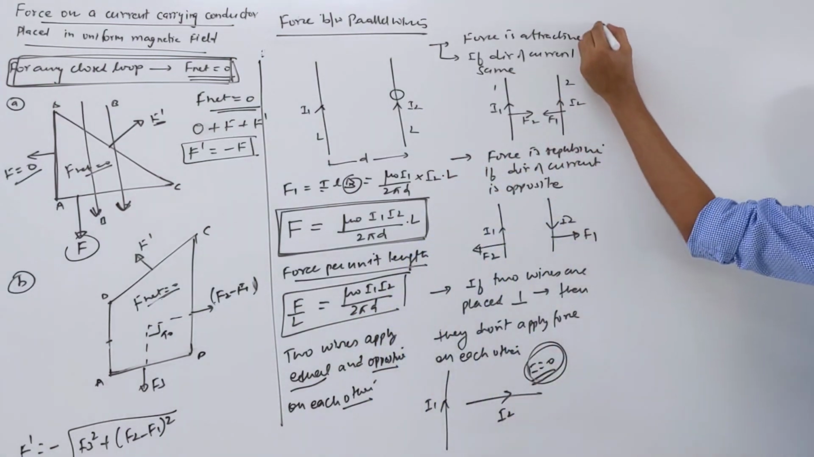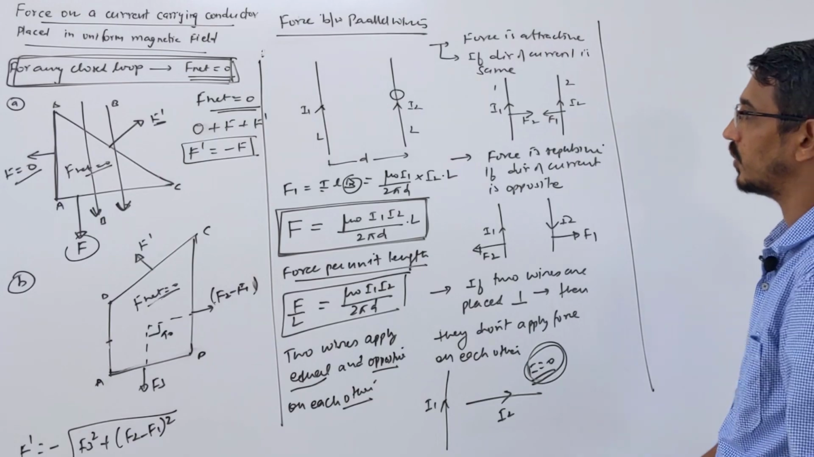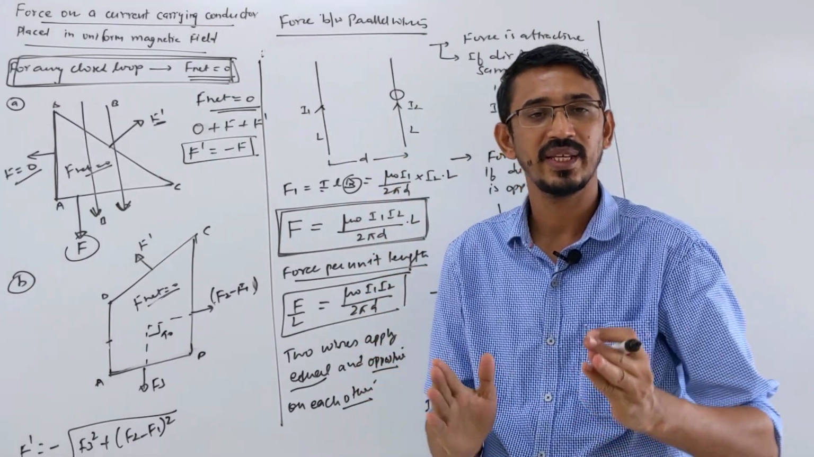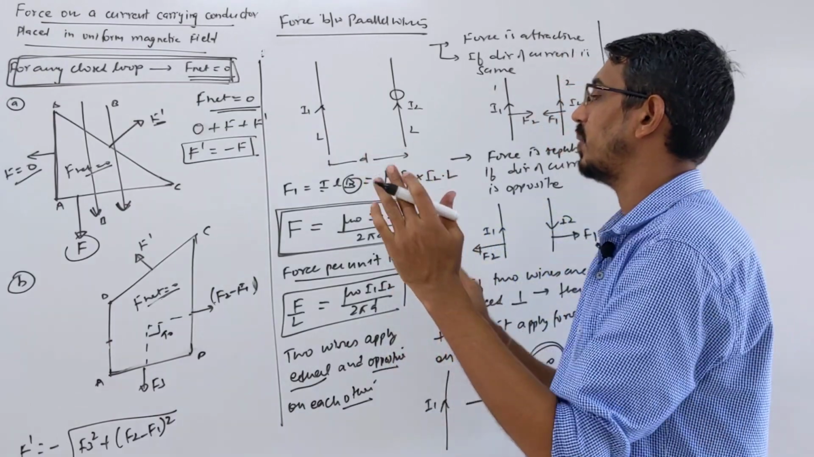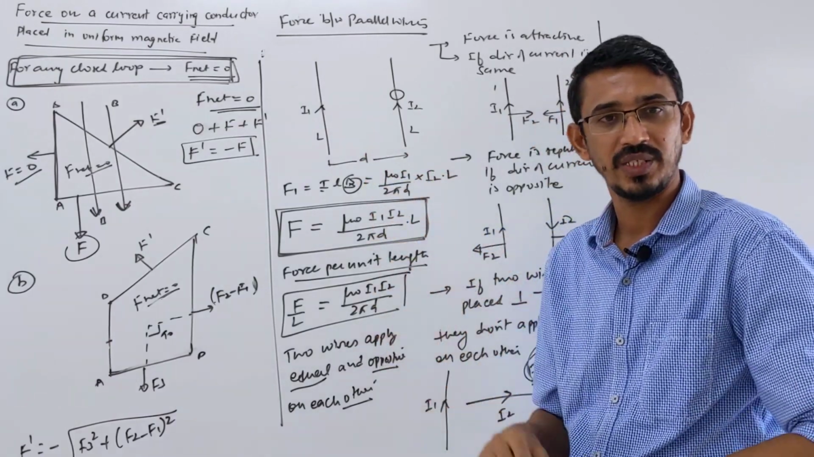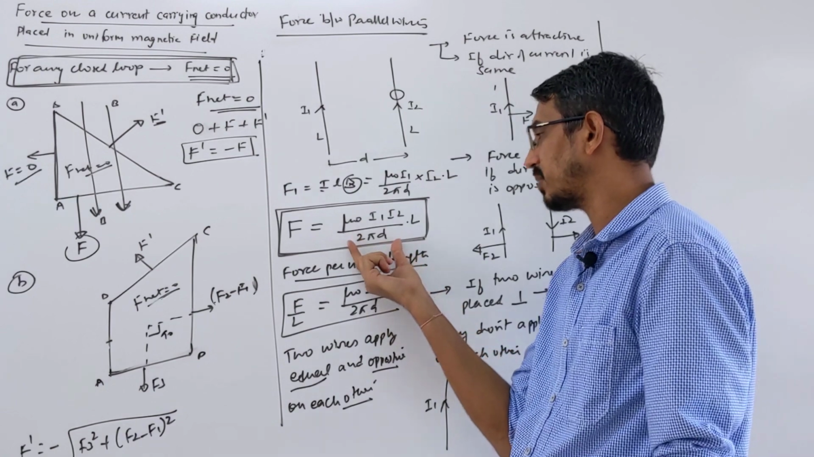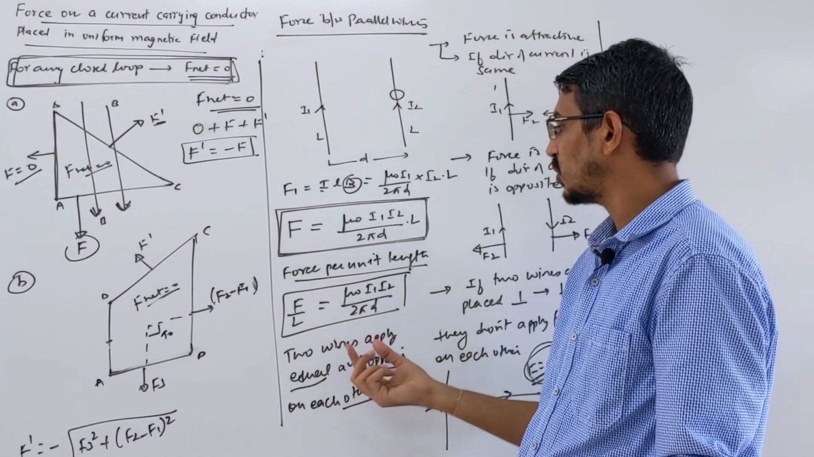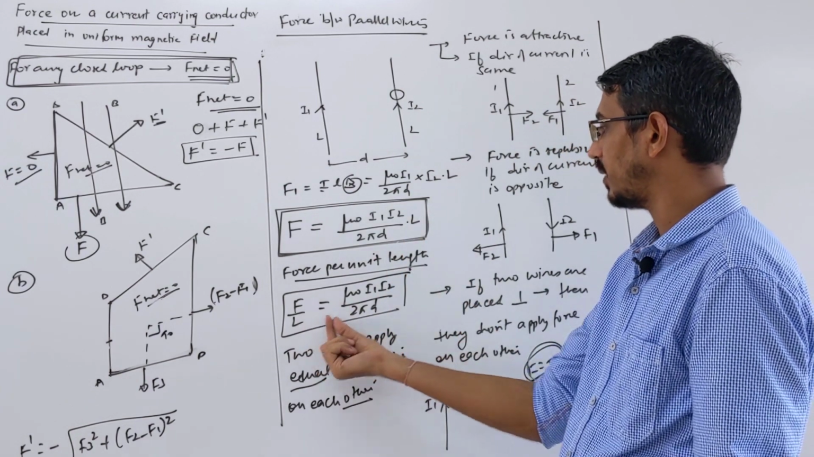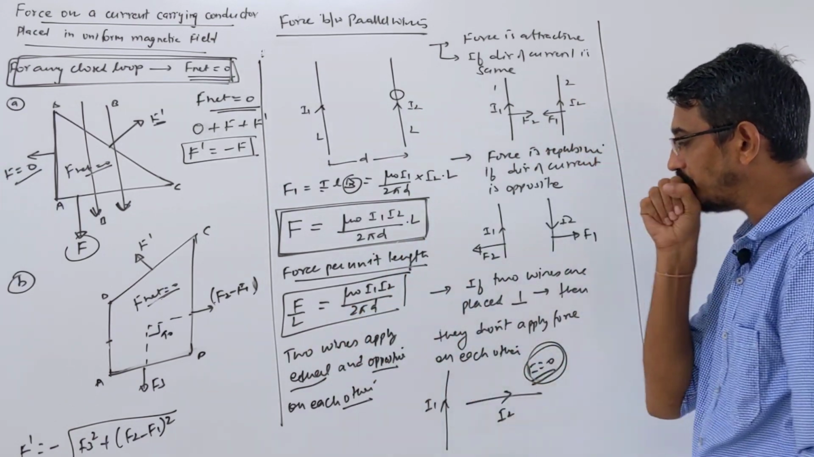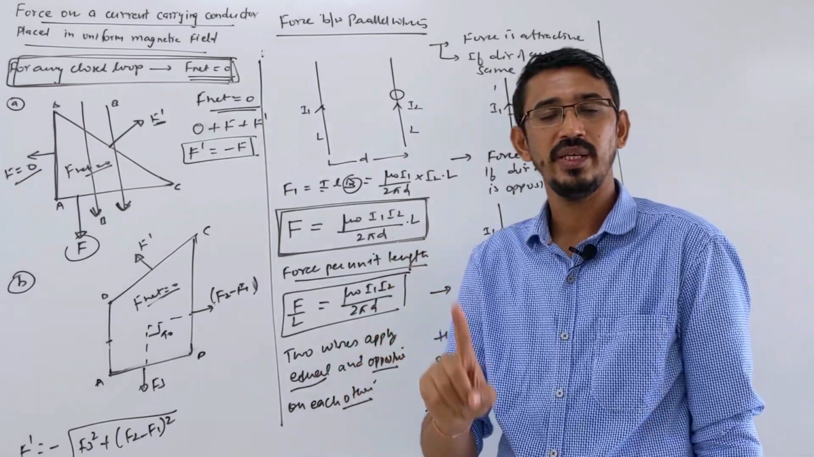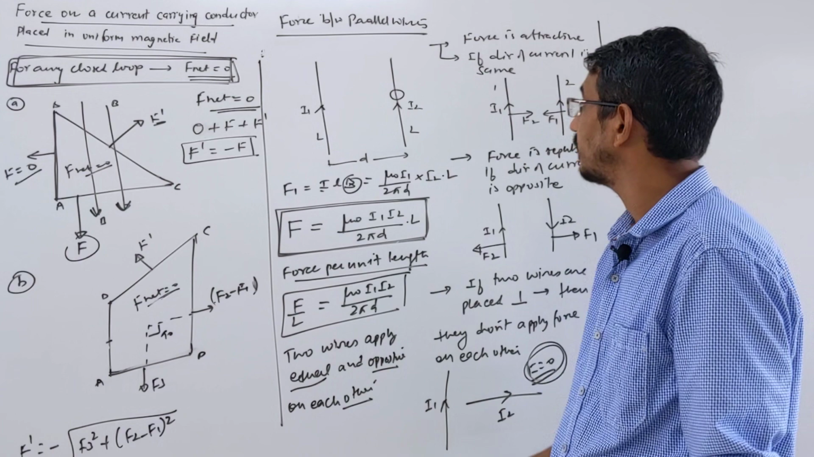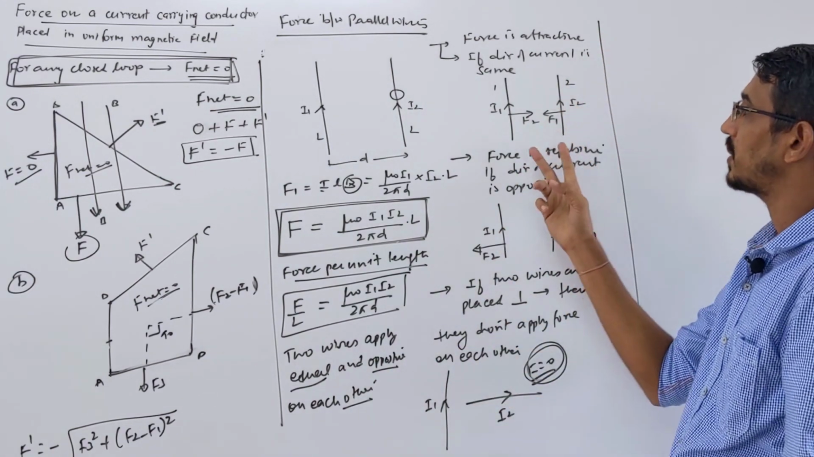So once more, what is the force between two parallel wires? When two parallel wires are placed and they are carrying some current, maybe same or opposite direction, then either they will attract or repel each other. How much force they apply is given by this small formula, mu naught I1 I2 upon 2 pi d into L. If they ask force per unit length, then L you bring here, this much only. These two wires will apply equal and opposite force on each other, right? Equal in magnitude, opposite in direction. Force will be attractive if direction of current is same.